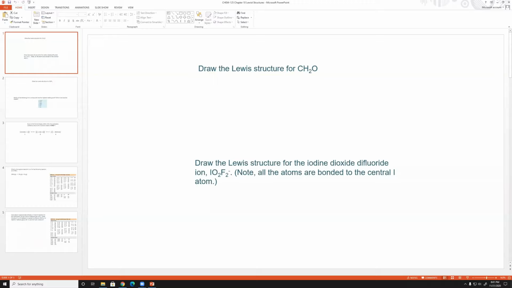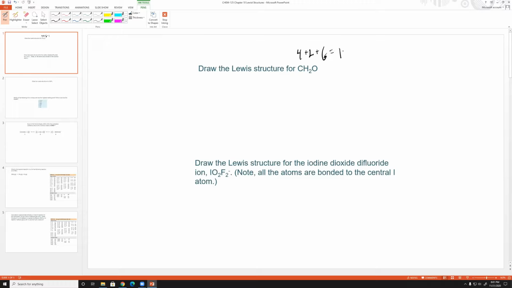Now let's do some questions on Lewis structure and understanding molecular bonds. First one, draw the Lewis structure for CH2O. This one's fairly simple. The first thing we should do is calculate how many valence electrons it will have. Carbon has 4, the hydrogens will have 2, and the oxygen will have 6, making a total of 12. So within the bonds and the lone pairs, we should have 12.